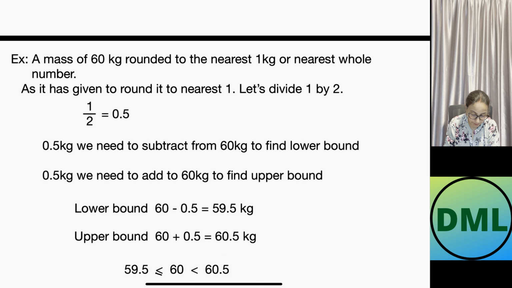All the values round off to 60. So this number 59.5, which is your lower bound, is included. All the values which are turning to 60 are greater than or equal to 59.5, and all the values which are less than 60.5. 60.5 is not included. 60.4 is included inside it. So all the values will round off to 60, which is your nearest 1 kg.